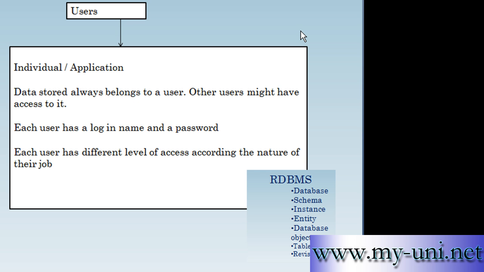Each user has a login name and password, and each user has a different level of access to the database. A user can be an administrator, programmer, clerical staff, operator, etc. All will have different access levels. An administrator typically has the highest level of access, and a clerk might just have enough access to be able to see data or enter data in order to perform his or her job.